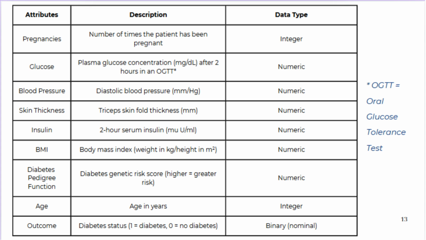Insulin, 2-hour serum insulin. The data type is numeric. And BMI, the body mass index. Data type is numeric. Diabetes pedigree function, the diabetes genetic risk score, higher equals greater risk. Numeric data type. Age is age in years. Data type is integer. And outcome, diabetes status, 1 equals diabetes, 0 equals no diabetes. The data type is binary.